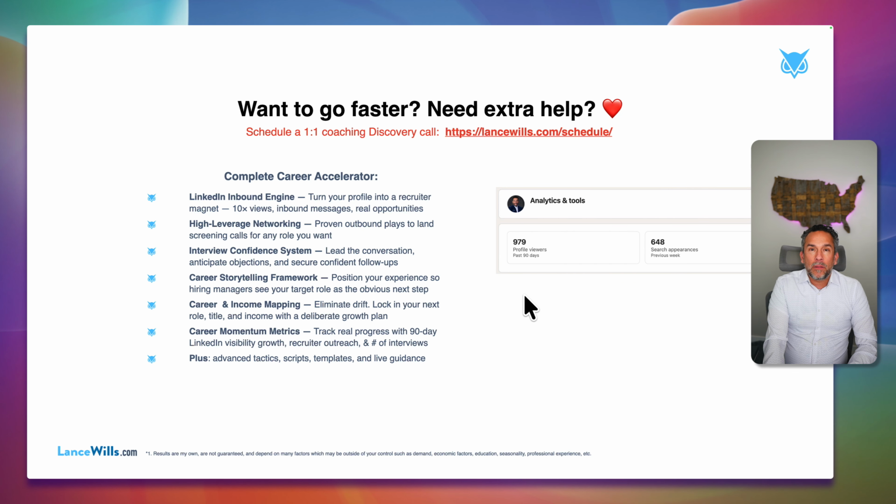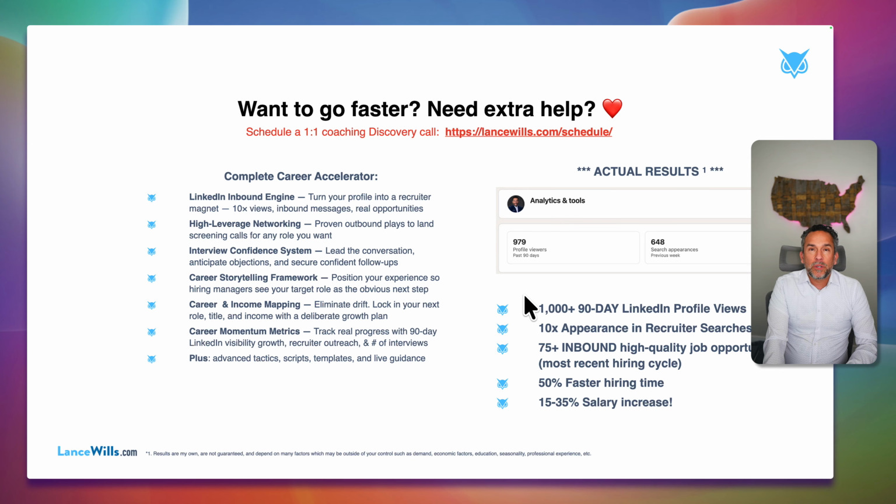And again, the big component is really creating that inbound job opportunity engine via LinkedIn. And we help you optimize all of the components to do that. We also talk about interviewing and how to build confidence there, networking so you can actually go out and get contacts and get connected with a recruiter for a job description you may find. So there's both inbound and outbound components. You should definitely have both among the strategies that you employ.